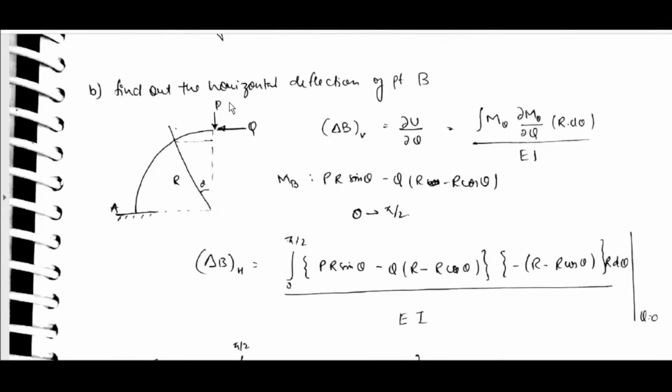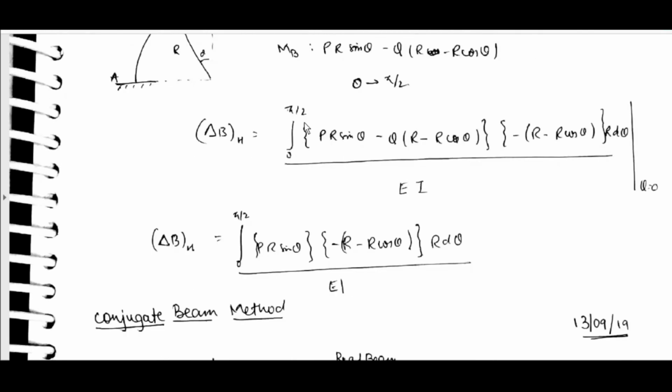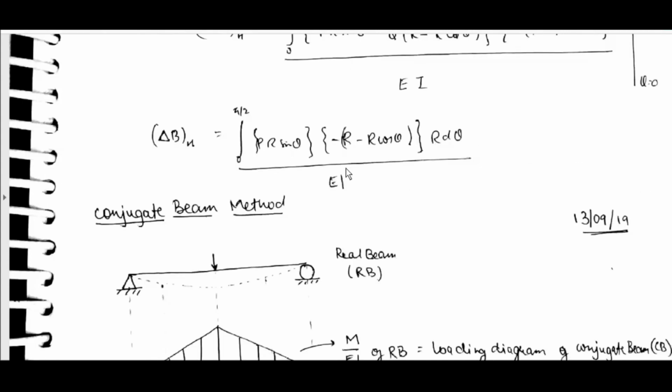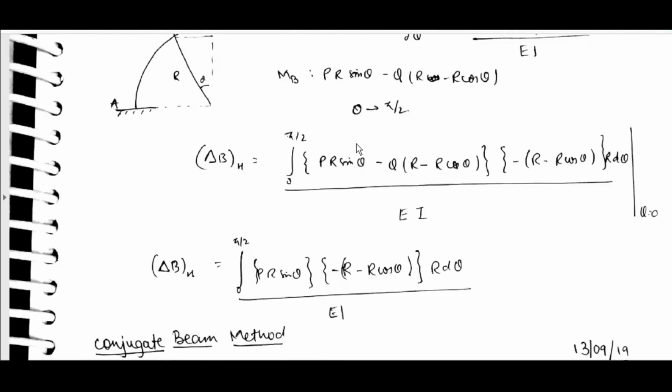We can find out horizontal deflection of B. Delta BH is equal to dou U by dou Q. Okay, this we wrote before. MB is equal to PR sin theta minus Q into, okay, this dummy load Q we have to apply, minus Q into R minus R cos theta. Delta BH is equal to integral 0 to pi by 2 PR sin theta into dMB by dQ into R d theta by EA. So at Q is equal to 0, we will get it like this, and then we can get horizontal deflection also.